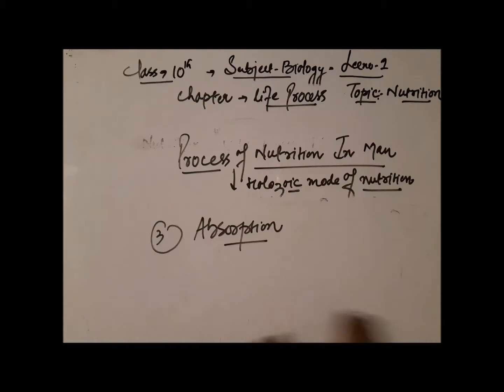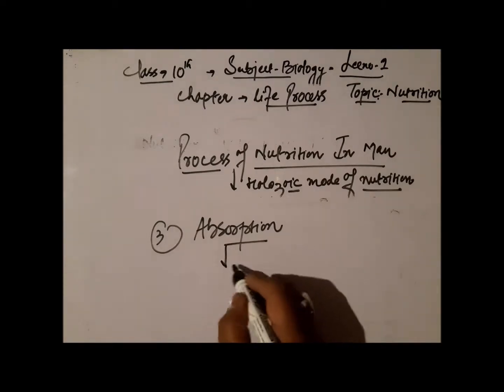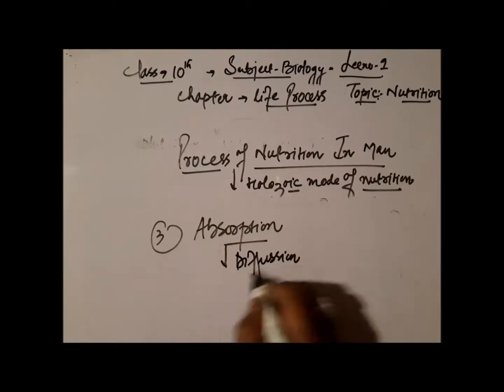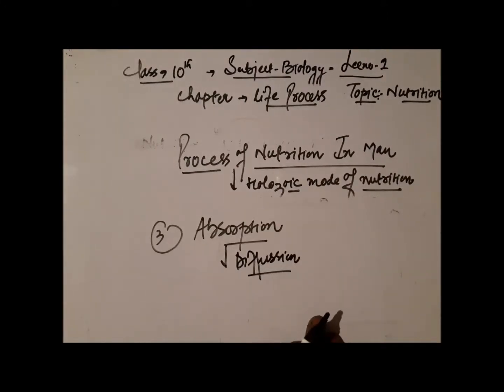Now the food which has been digested needs to get absorbed into the blood cells, or we can say into the bloodstream. It is the diffusion of digested food, because absorption takes place through diffusion. And we know what diffusion is: movement of particles from higher concentration to the lower concentration, and the same happens in the process of absorption.